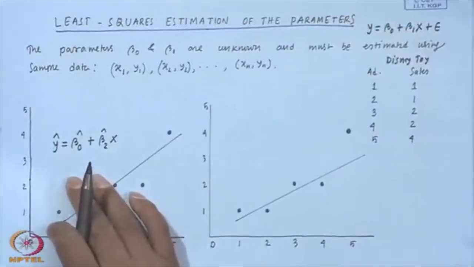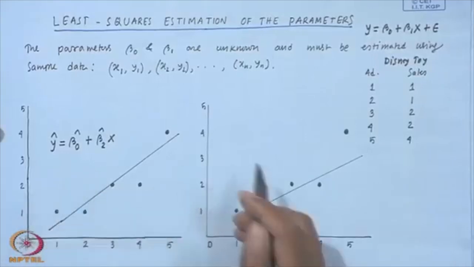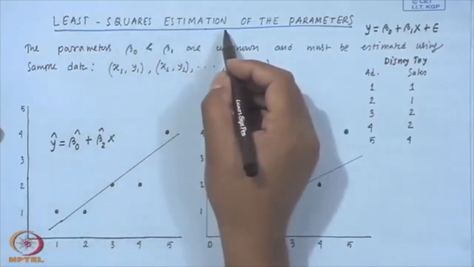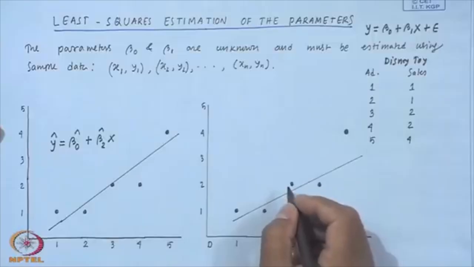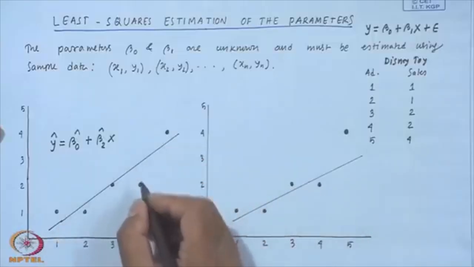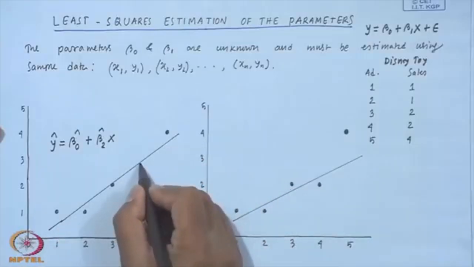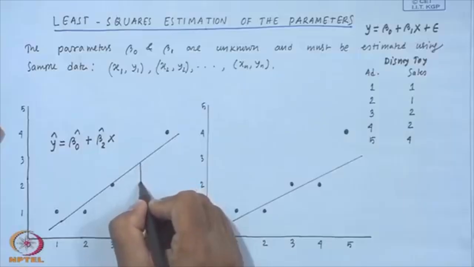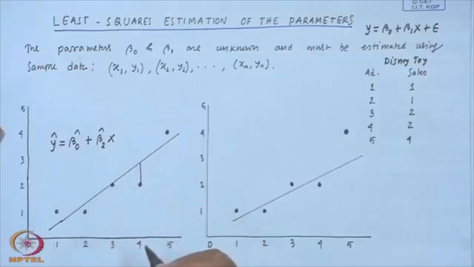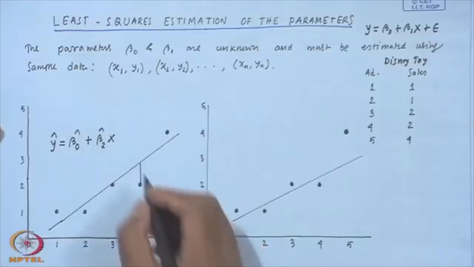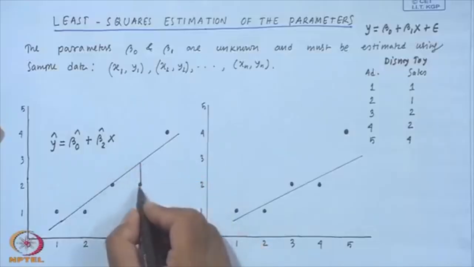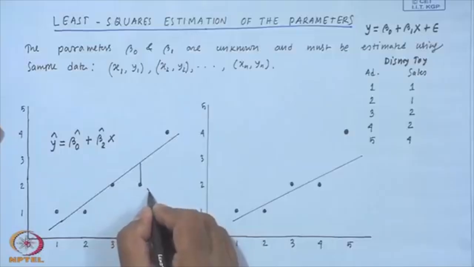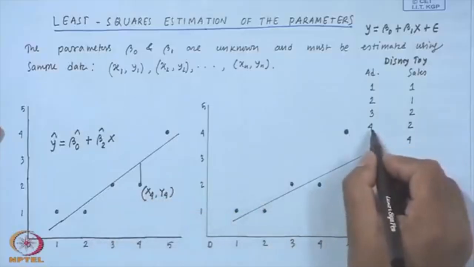So what is the meaning of that? What the least square technique does is that it fits a line such that, by vertical discrepancy, this is the vertical discrepancy for the fourth observation. For the fourth observation, this is x 4, y 4.